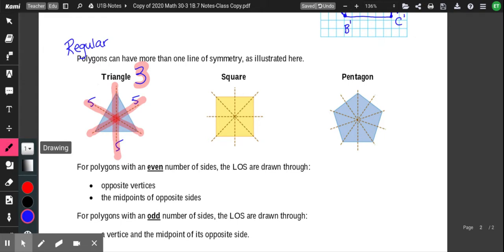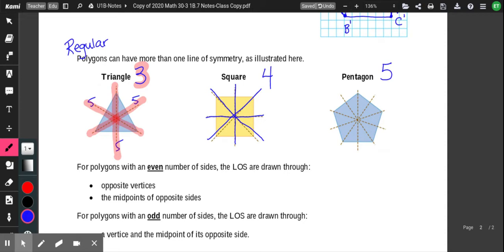Okay, so a square has how many sides? 4 sides, so it's going to have 4 lines of symmetry. So we've got 1 is vertical, 2 horizontal, and then 3 and 4 are the diagonals. So that means this guy's going to have 4 lines of symmetry. So we can guess now, a pentagon's going to have 5. What about an object that had 10 sides? It would have 10 lines of symmetry.